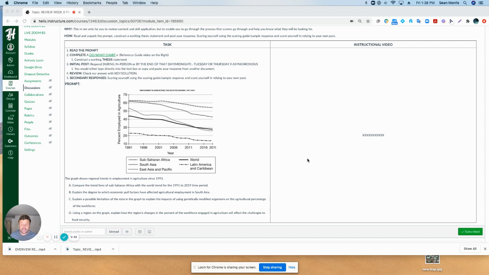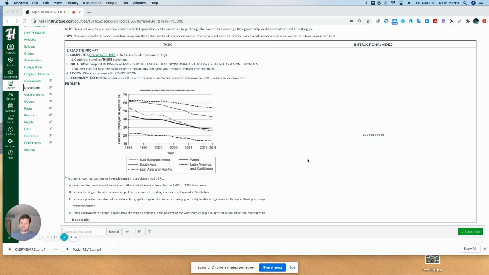B, explain the degree. Ooh, the degree to which economic pull factors have affected agriculture employment in South Asia. So South Asia, talking about India, maybe Bangladesh, maybe Pakistan, to the degree economic pull factors. So my first question when I'm reading that is like, pull factors from what? So we're talking about jobs, right? Are they being pulled outside of India or are they moving towards urban centers? I don't know, but economic pull is jobs, right?